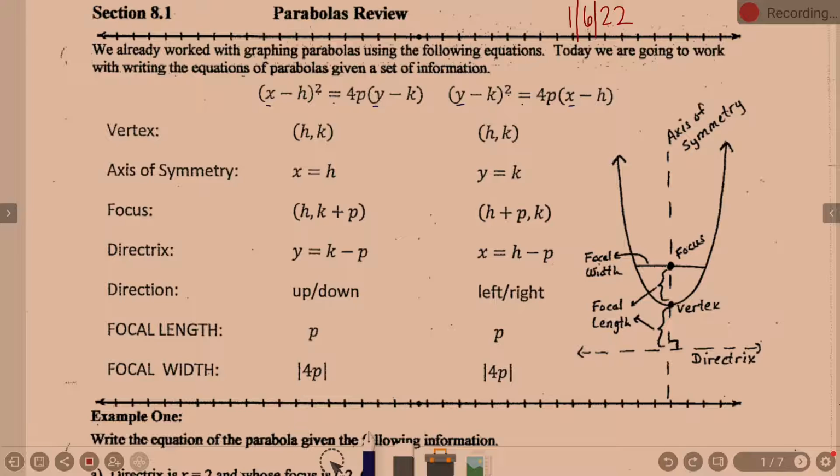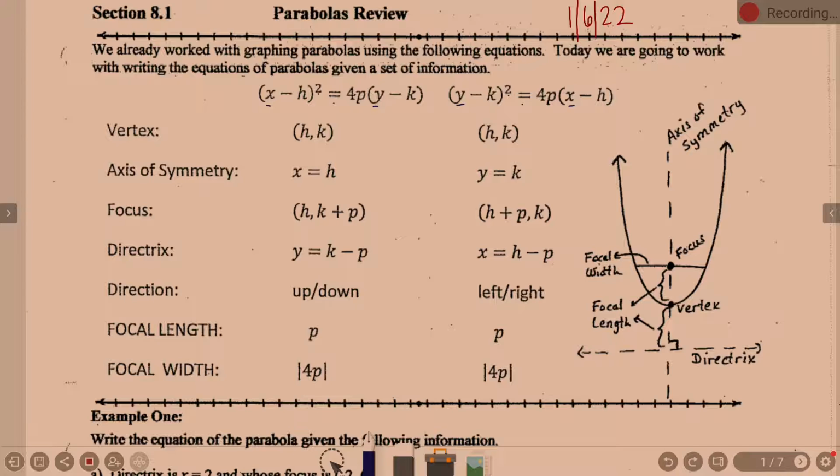Vertex is still h, k. Notice my axis of symmetry. Instead of being x equals a number, it's going to be y equals a number because now my axis of symmetry is horizontal. And you're going to notice it's going to be y equals the y value from the vertex, the second number.